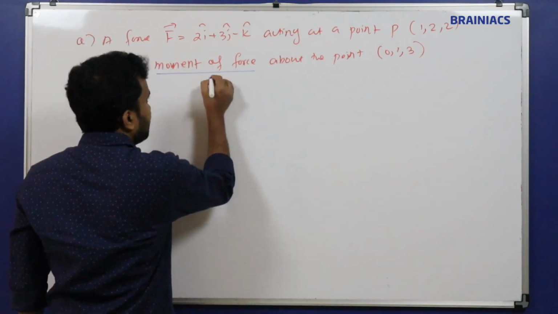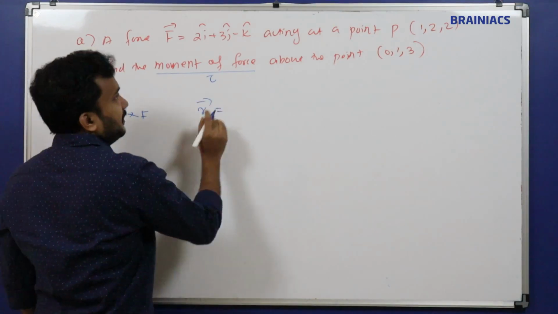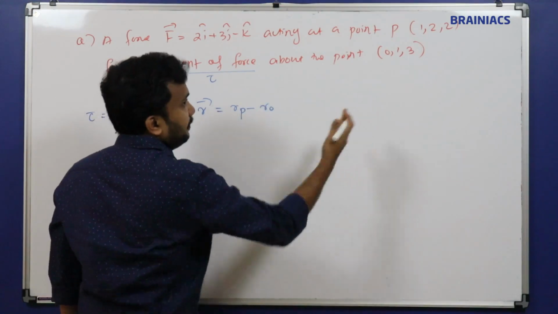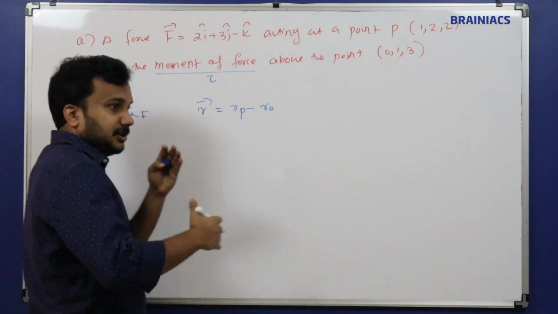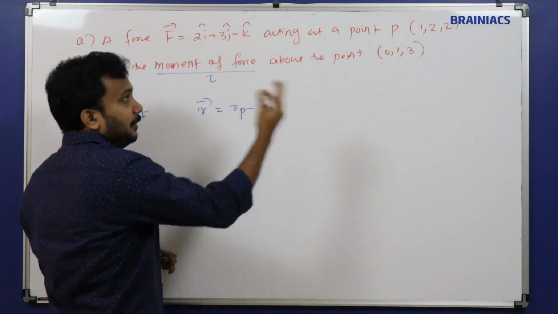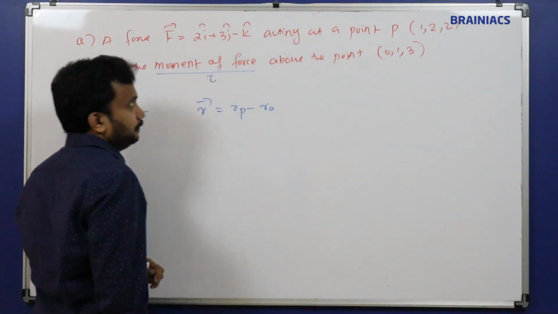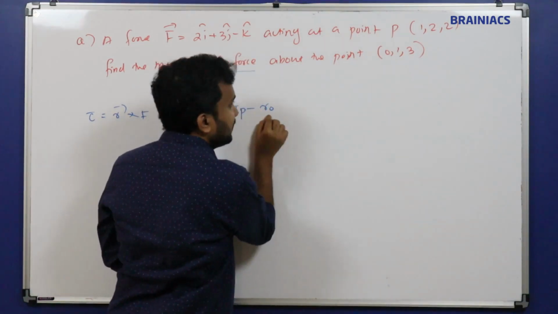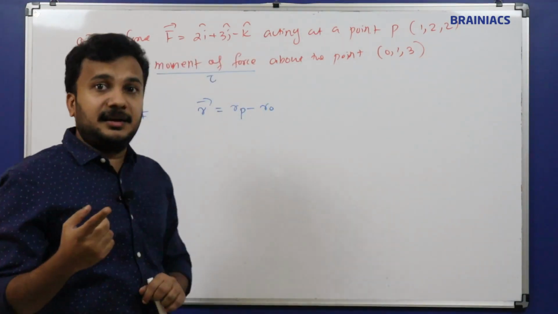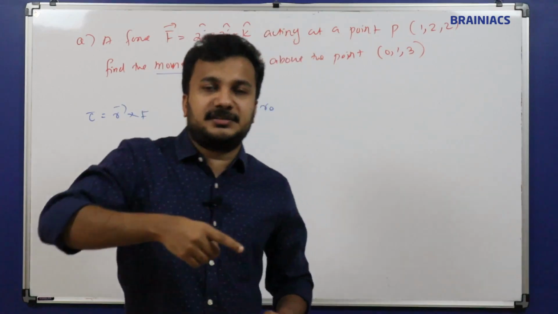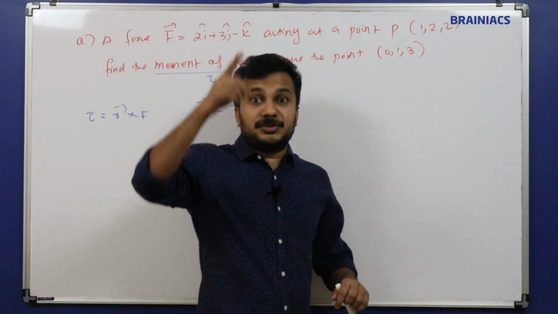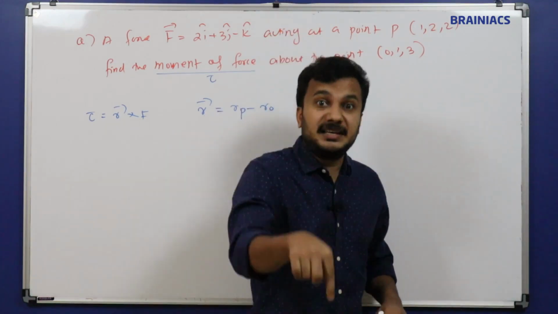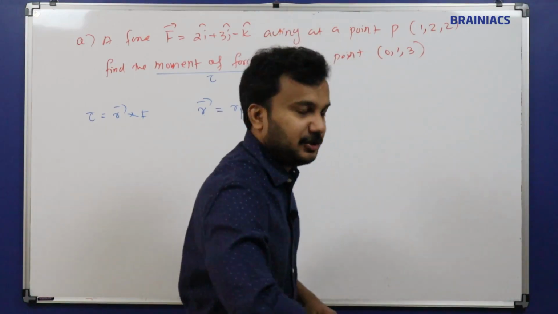So what we have to do is, vector r is equal to r_P minus r_O with respect to this point. With respect to a point, that point will be the second point. So force is acting on this point with respect to this point, so that becomes a difference. For example, I am saying your height is equal to 10 meter. From where? Ground. Ground you are taking as 0. So 10 minus 0.